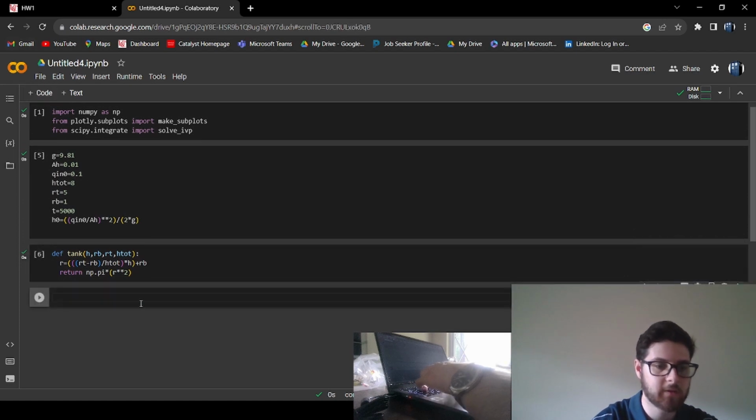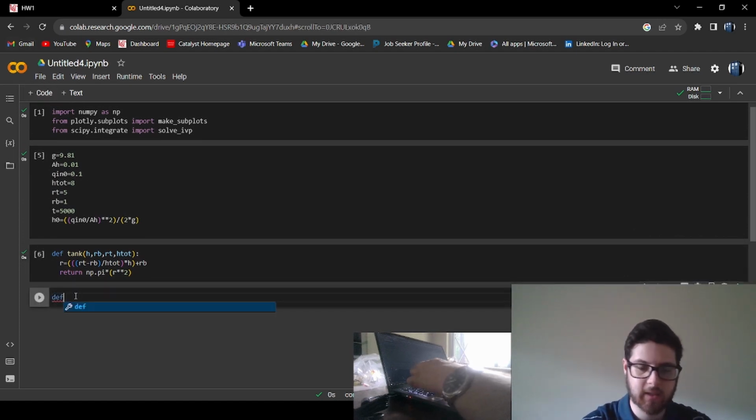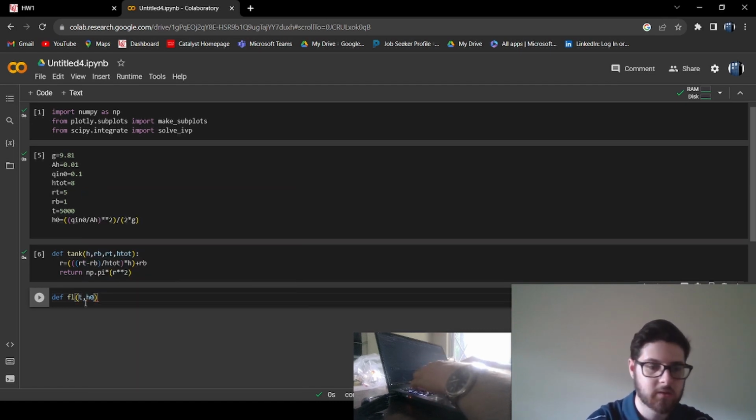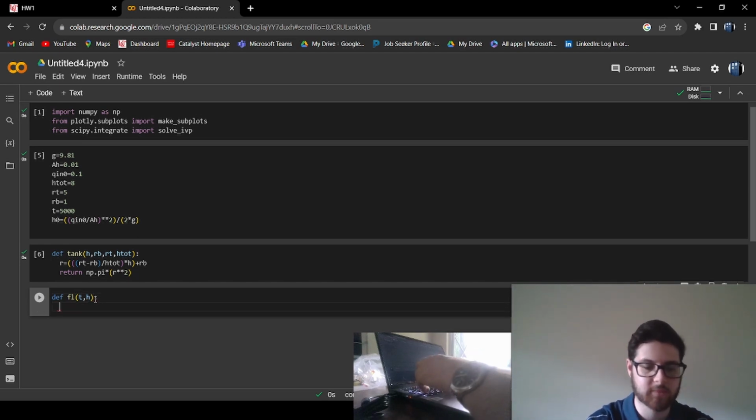Add some more code in here. So then the next equation that we need is to define this fluid level. Let's just call this FL. And the variables we need are T and H. Colon. So we've got to define Q in equal to, I think the problem states we need a 1.2 or 20% increase. So we do 1.2 times Q in 0.